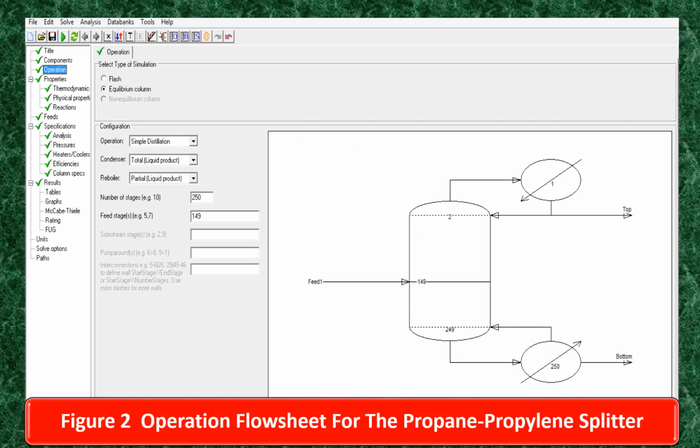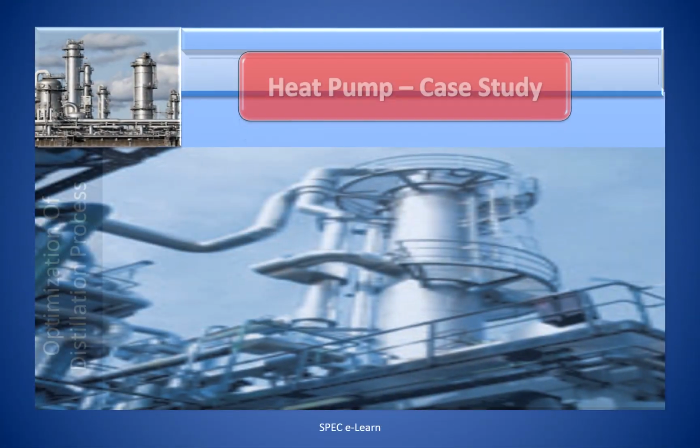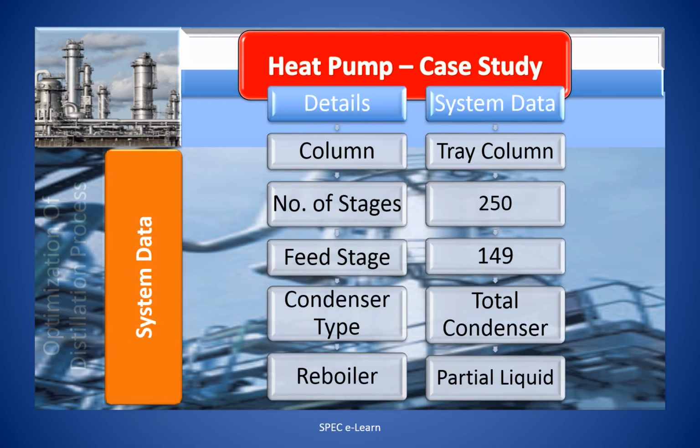We will use a process simulation package to get the mass and energy balance for the propane-propylene splitter column. Shown here is the operation flow sheet of the propylene-propane splitter for the simulation. With reference to the above operation flow sheet for the column, the system data are: column is a tray column, number of stages 250, feed stage 149, condenser type total condenser, reboiler is partial liquid.